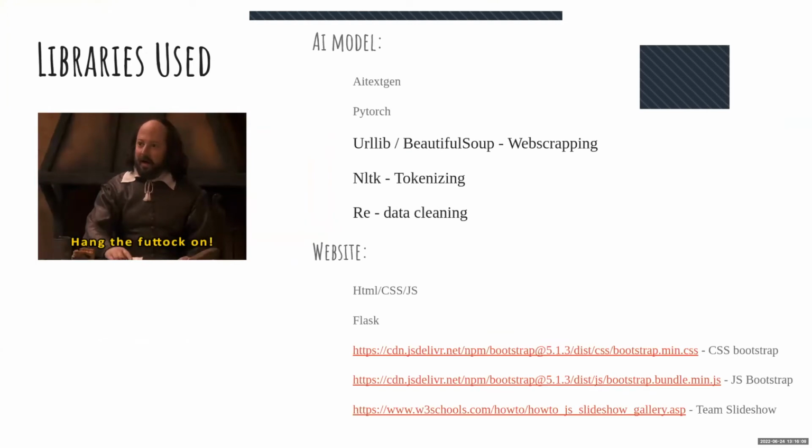The libraries we used for our AI model were AI Text Gen, PyTorch, Beautiful Soup, because we use it for web scraping, NLTK for tokenizing, and regular expressions for our data cleaning. And when we were making our website, we used HTML, CSS, JavaScript, and Flask. We used Bootstrap, CSS, and JavaScript for our website, and we used W3Schools to make the slideshow for our team page.